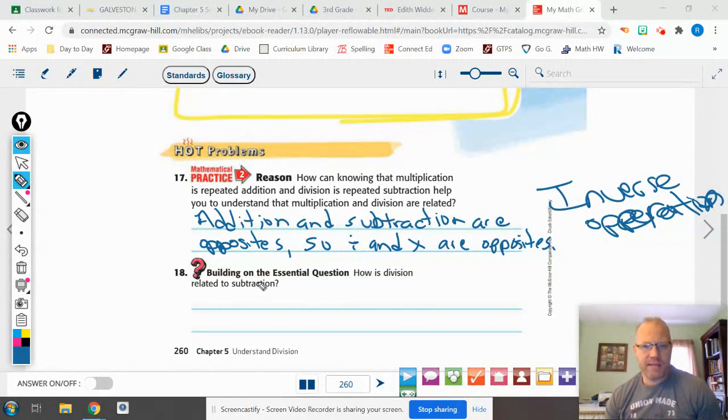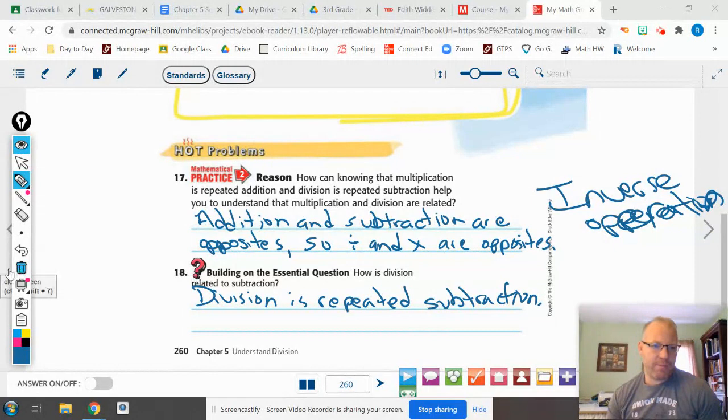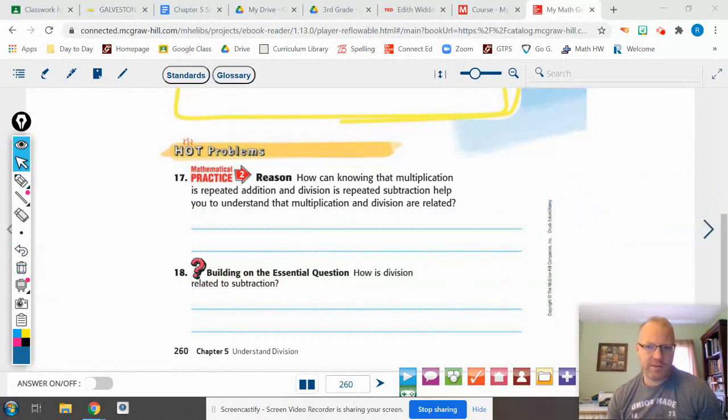How is division related to subtraction? Division is repeated subtraction. Bang. Once you're done with that, we're moving on to homework. Pause the video if you need those notes.